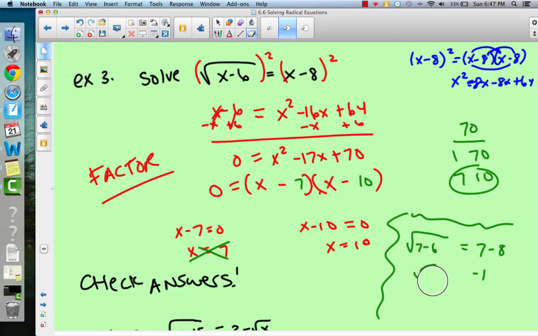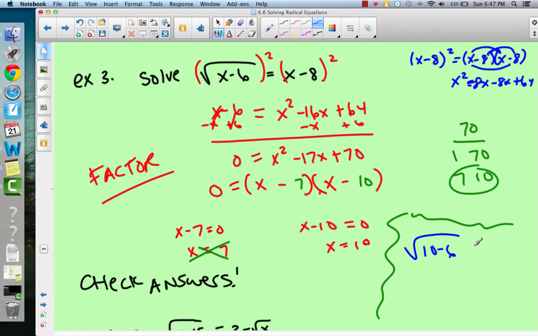Okay, and then I can do the same thing for my other answer, x equals 10. Square root of 10 minus 6, is that equal to 10 minus 8? Well, 10 minus 6 is 4, and 10 minus 8 is 2. Is the square root of 4 equal to 2? Yes, 2 is equal to 2. Okay, so this one does work.